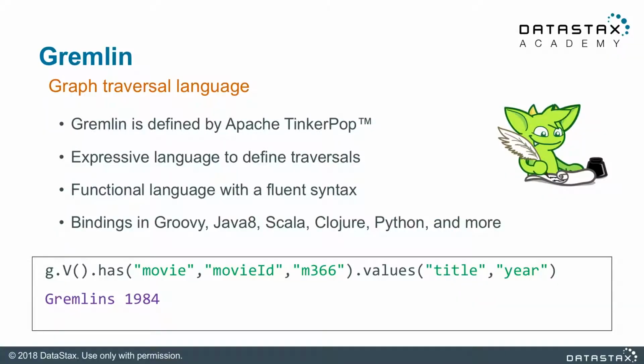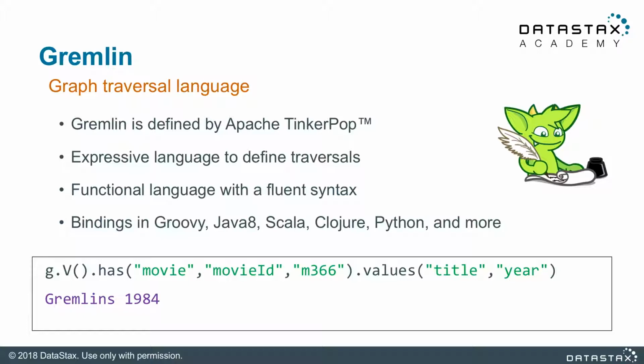Sometimes it's easy to classify a traversal as transactional or analytical, and in other cases, the boundary can be somewhat fuzzy. Gremlin is our graph traversal language. Again, it is part of the open source Apache Tinkerpop project. It is very expressive, in fact, Turing complete, and an easy to use functional language with bindings in many programming languages. That includes Groovy, Java, Python, Scala, and many others.